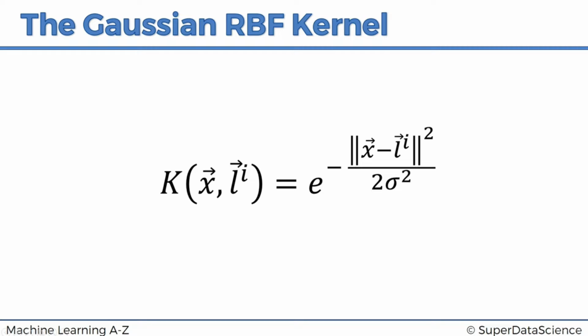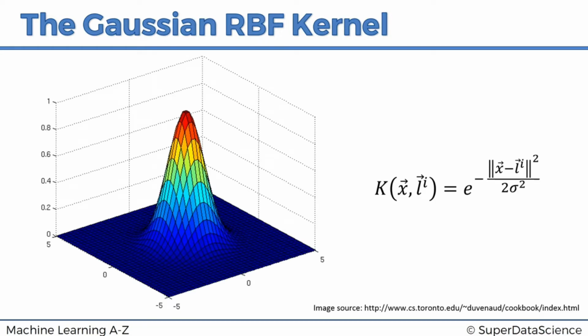I know this might all seem very confusing right now, and you're probably wondering, Kirill, this makes no sense whatsoever. What does this even mean? Well, let's explore this through a visual example. Here I've got an image which represents this particular function for a specific sigma and a specific landmark. This is what it looks like.